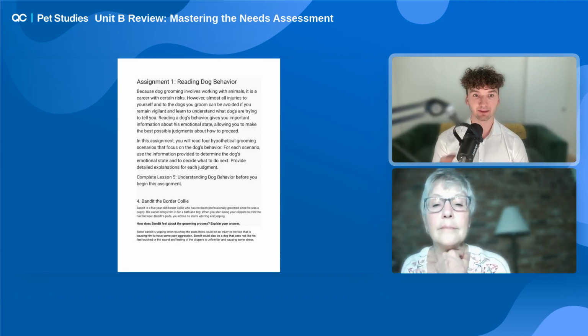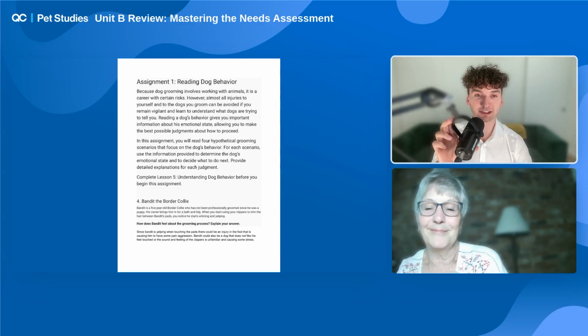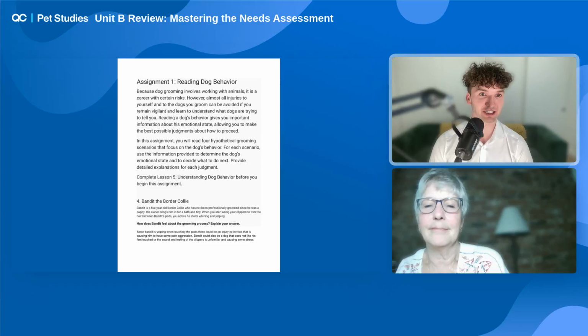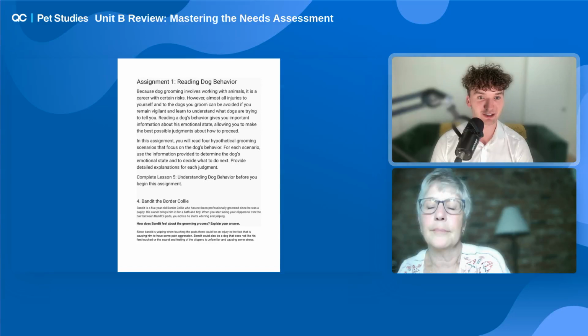So I think we could jump right into it. We're starting off with assignment 1, and specifically we're pointing out the Bandit question. I'm going to read it out because it is a bit small. I'll be sharing these slides with you in the virtual community. So Bandit is a 5-year-old border collie who has not been professionally groomed since he was a puppy. His owner brings him in for a bath and tidy. When you start using your clippers to trim the hair between Bandit's pads, you notice he starts whining and yelping.